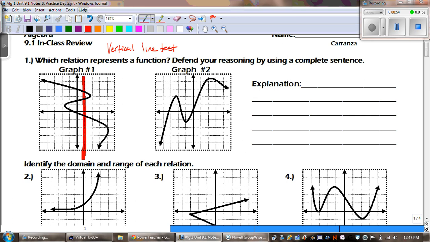So how many times did that line touch? Well, 1, 2, 3 times. Well, for sure that's not a function. Well, let's check. What about 2? Okay, it only touches the line once. I'm trying to find a point where it is false. And do I ever find one for graph number 2? No. So which one's the function? Yeah, graph number 2 is. So graph number 2 is a function.